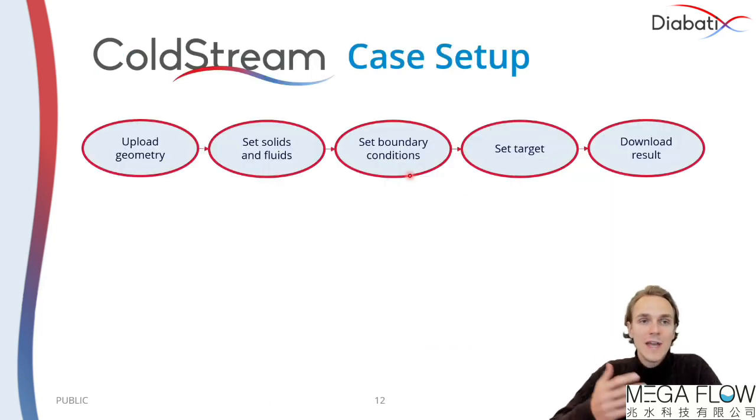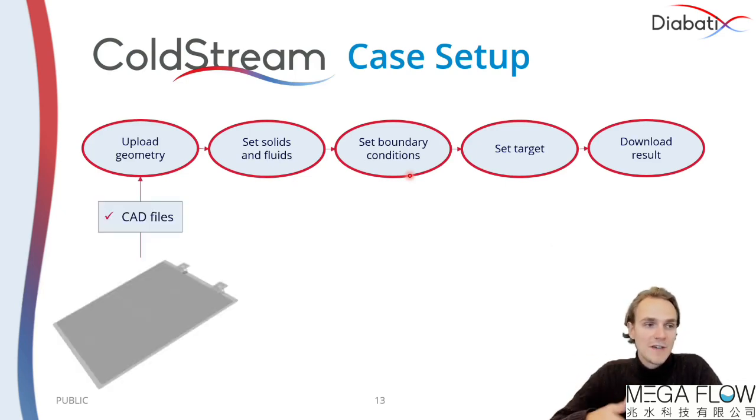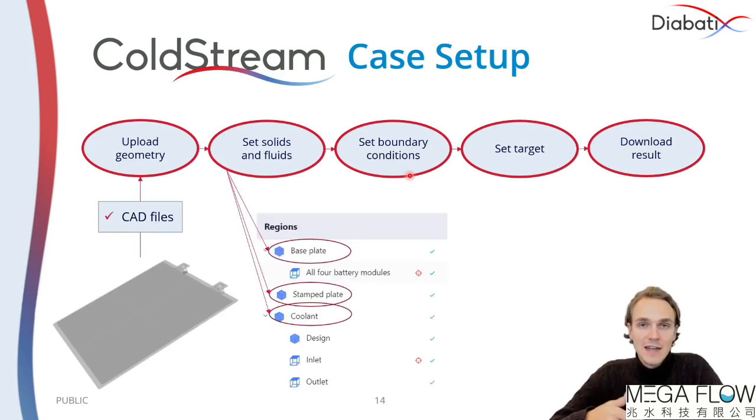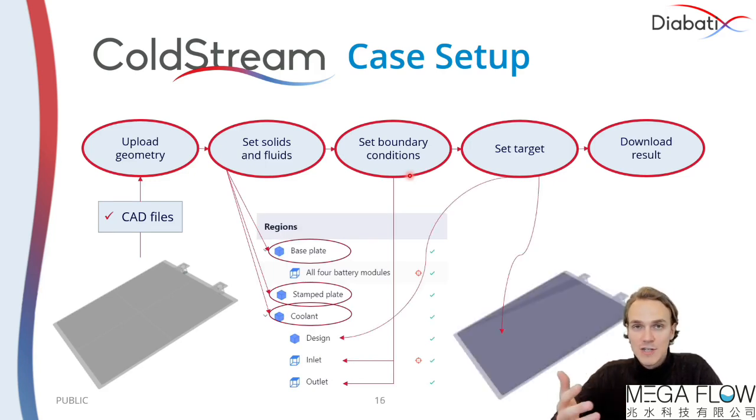And so to do a case setup in ColdStream, you have to keep these steps in mind. Firstly, you always have to upload your CAD geometry. That is a given. Then you set your solids and your fluids. You define the boundary conditions for thermal and flow. And then you have to set a certain target objective.